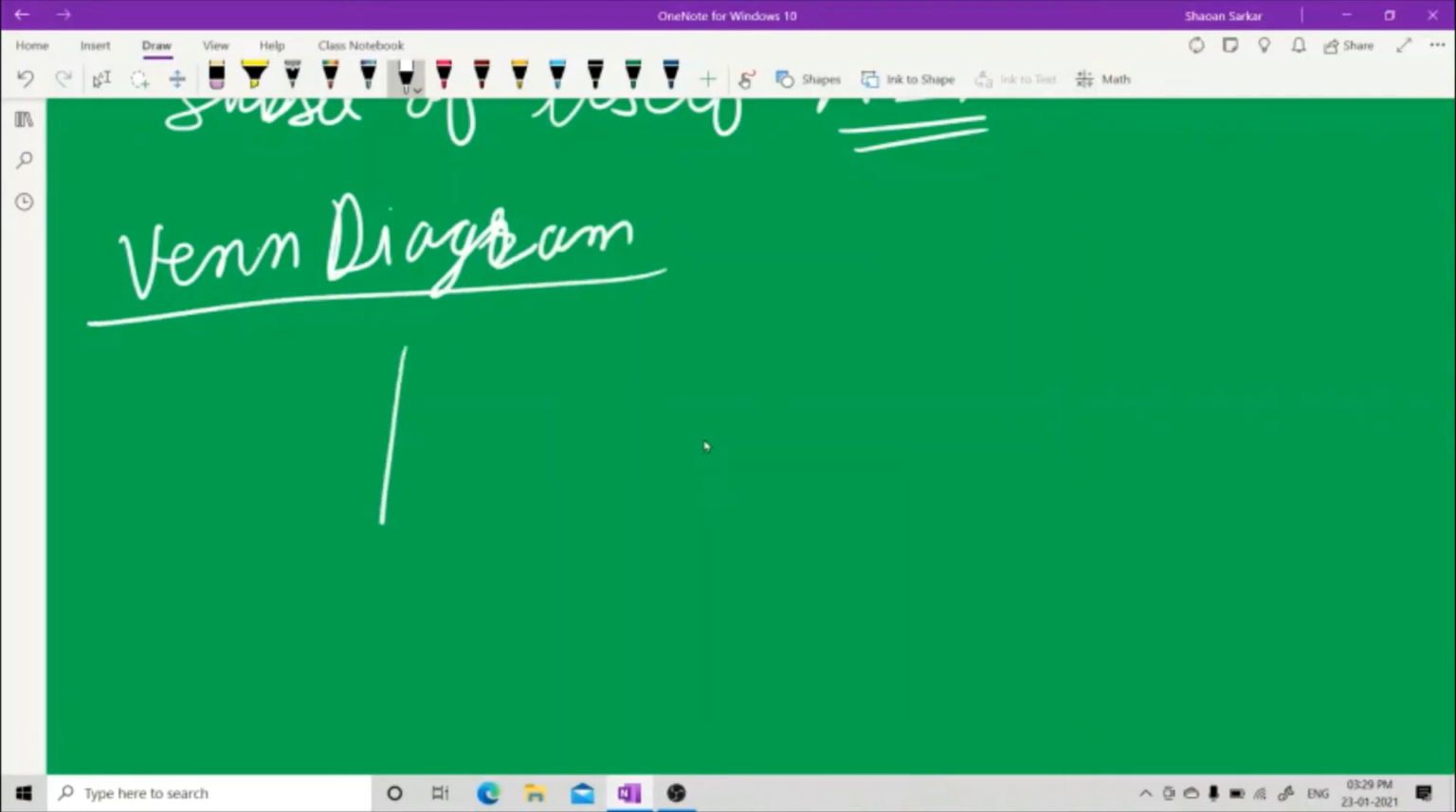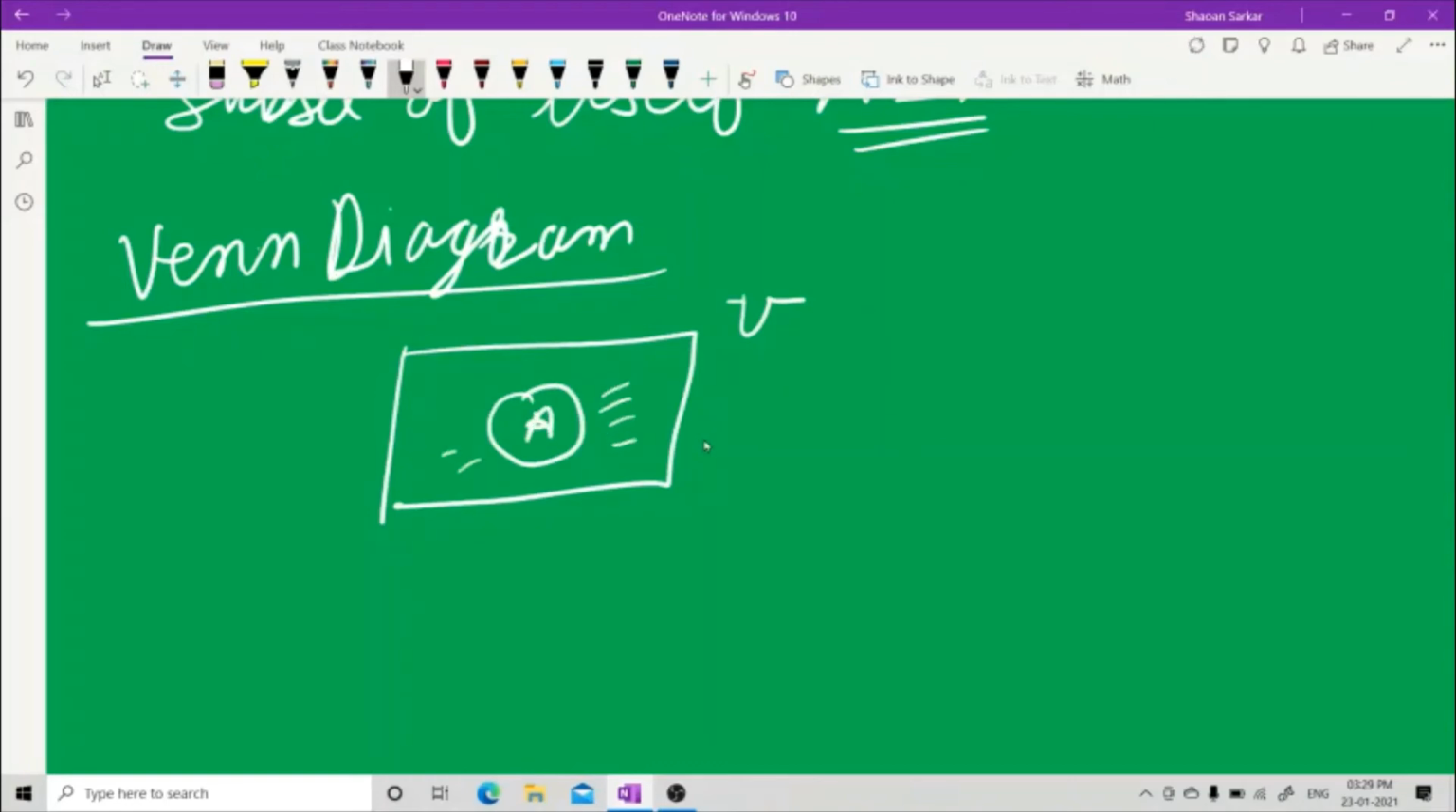Now you have this is the universal set. This is your set A. Outside of it is the complement of A. So A intersection A complement is phi. A union A complement is universal. Next.